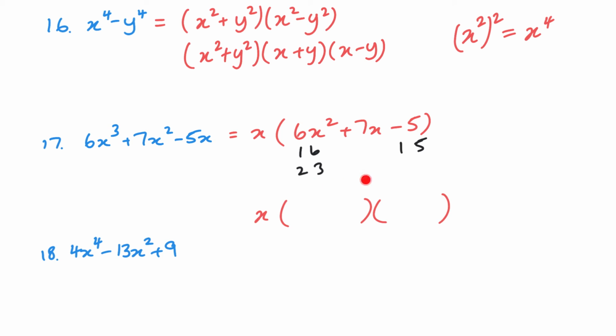If I look at this one, 2 and 15, there's no combination to get to the 7. But 10 and 3 is a combination I can get to the 7 with. So I want this pair and obviously this pair. And the 2 and the 5 is going to make 10. And the 3 and the 1 is going to make the 3.